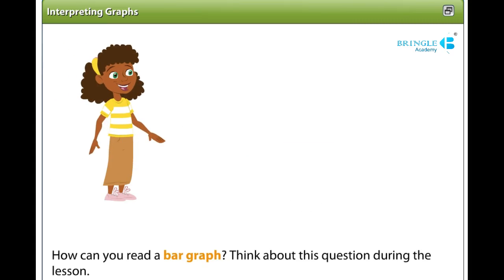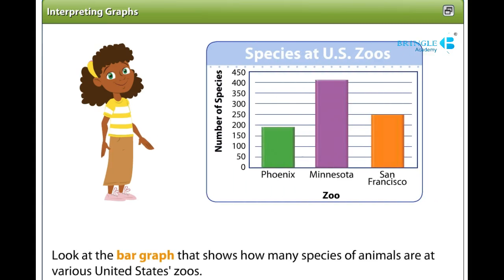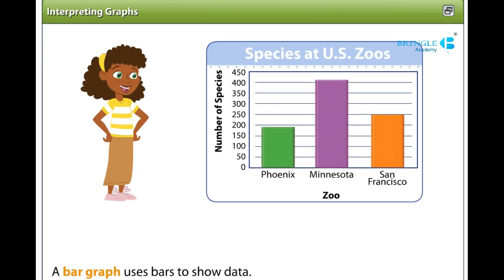How can you read a bar graph? Think about this question during the lesson. Look at the bar graph that shows how many species of animals are at various United States zoos. A bar graph uses bars to show data.